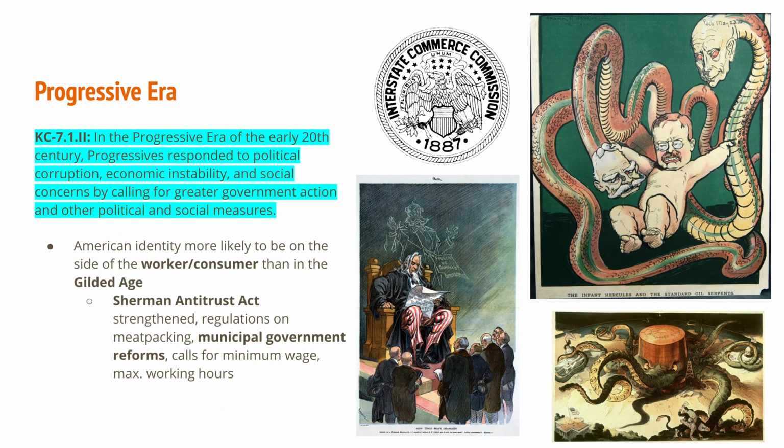In the progressive era of the early 20th century, progressives responded to political corruption, economic instability, and social concerns by calling for greater government action and other political and social measures. So this goes along with what we talked about earlier about how Americans are now asking of their government greater responsibility for protecting American consumers and American workers.